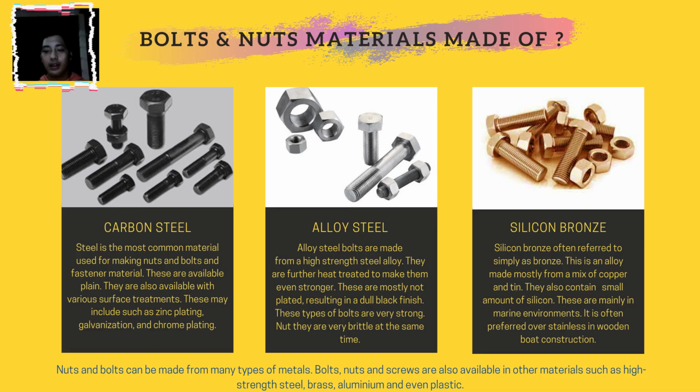Bolt and nut materials are made of: First, we have carbon steel. Steel is the most common material used for making nuts and bolts and fastener material. Second, we have alloy steel. Alloy steel bolts are made from a high-strength steel alloy. Third, we have silicon bronze, often referred to simply as bronze. This is an alloy mix of copper and tin. Nuts and bolts can be made from many types of metal. Bolts, nuts and screws are also available in other materials such as high-strength steel, brass, aluminum, and even plastic.